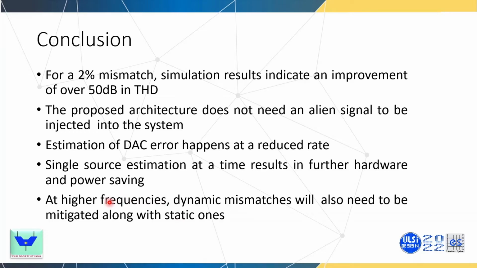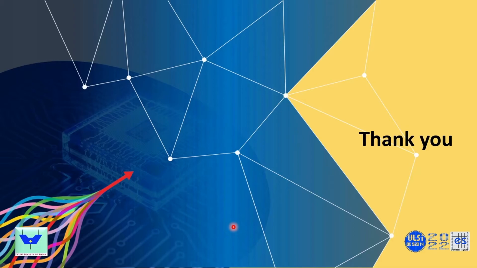But another thing that needs to be taken care of is dynamic mismatch. We are just talking about static mismatches. At higher frequencies, dynamic mismatch could also pose a problem, which will also need to be addressed along with the static one, which we have already shown. So thank you for your attention, and any questions are most welcome.